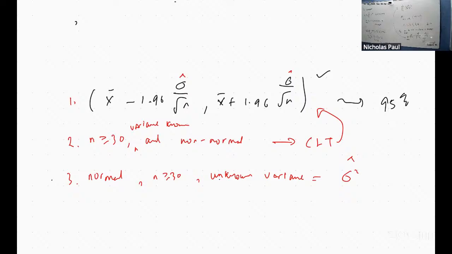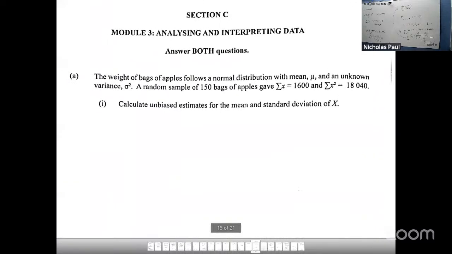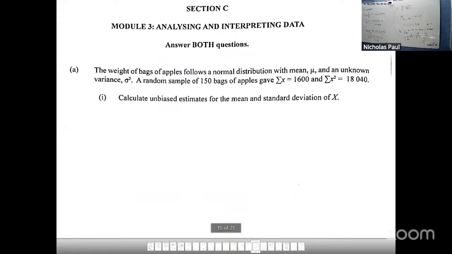All right, let's try 2021. Try this here. Use your formulas and estimate the mean and standard deviation. Tell me what you get.